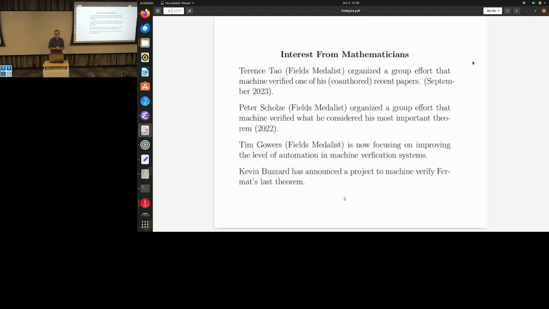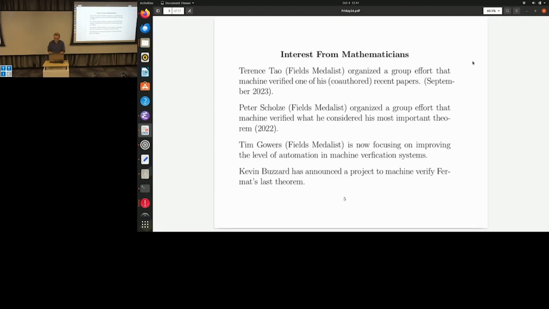Okay. Peter Scholze, also a Fields medalist, this was a little bit longer ago, two years ago, organized a group effort to machine verify what he considered his most important theorem. I don't understand condensed mathematics or perfectoid spaces. But the people who develop Lean don't have to. The user pushes this theorem through. And again, it was this group effort.